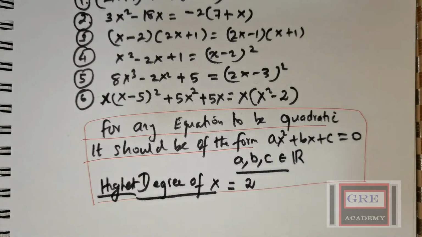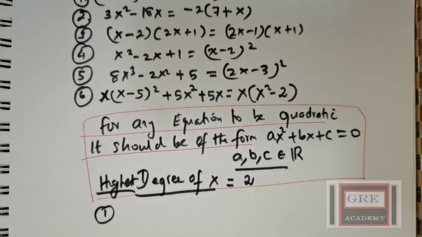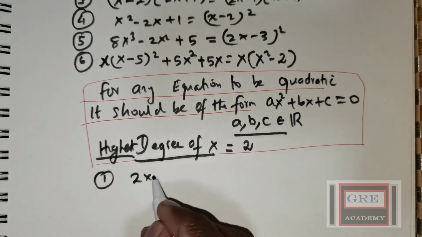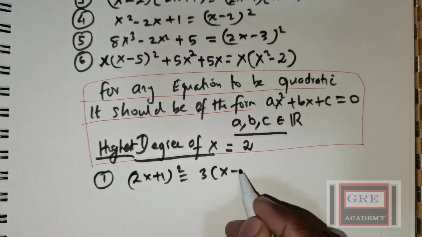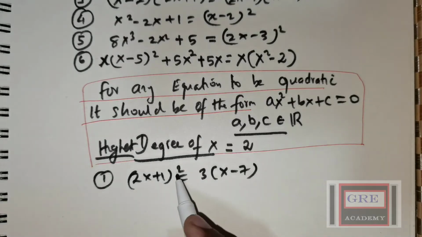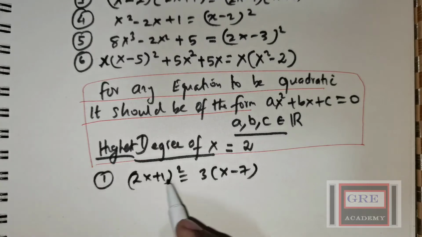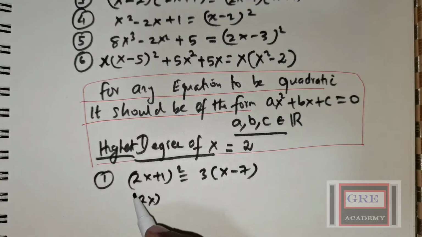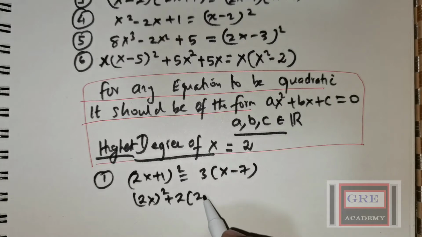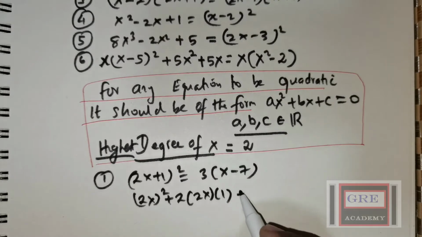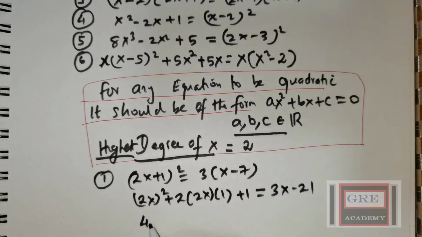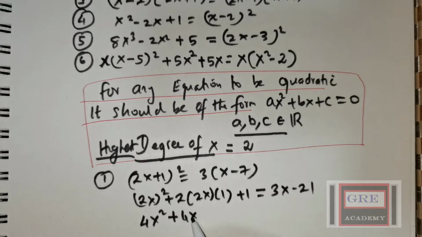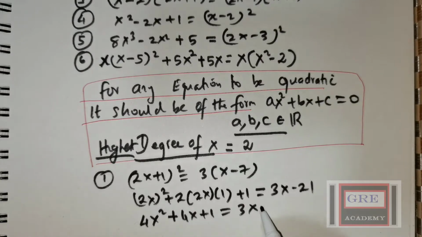Now, having said that, the first question is (2x + 1) raised to the power 2 is equal to 3 times (x - 7). They are asking if this is a quadratic. Expand this. This is going to be (2x) squared + 2 times 2x times 1 + 1 is equal to 3 times x - 21. This is 4x squared. 2 times 2x is 4x, + 1 is equal to 3x - 21.